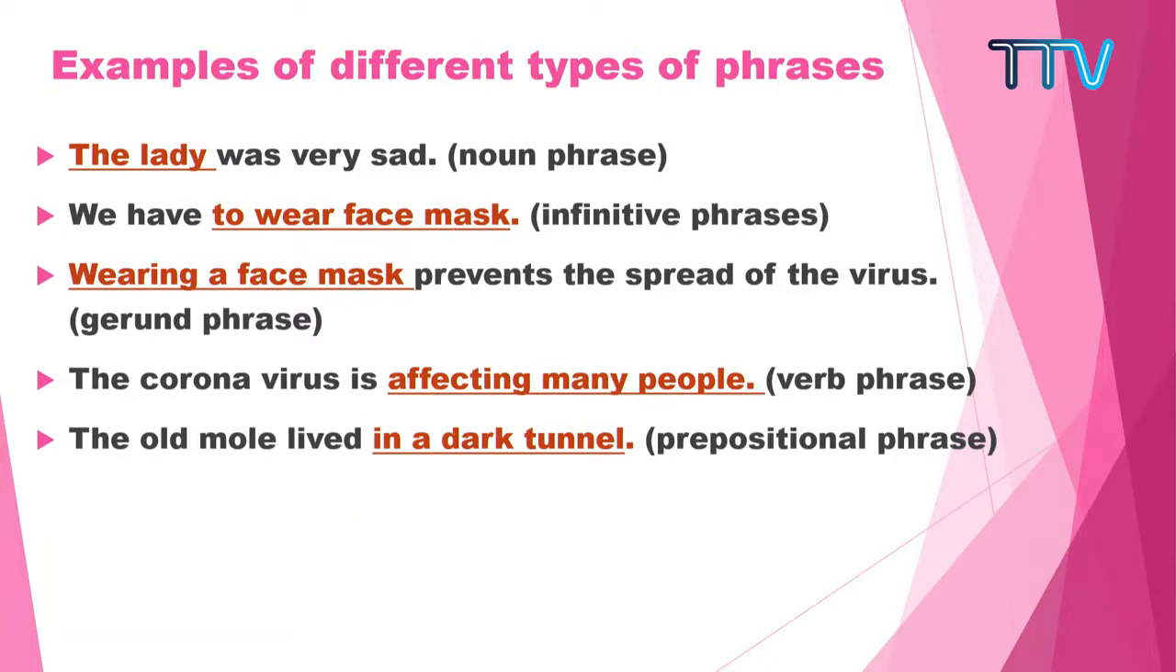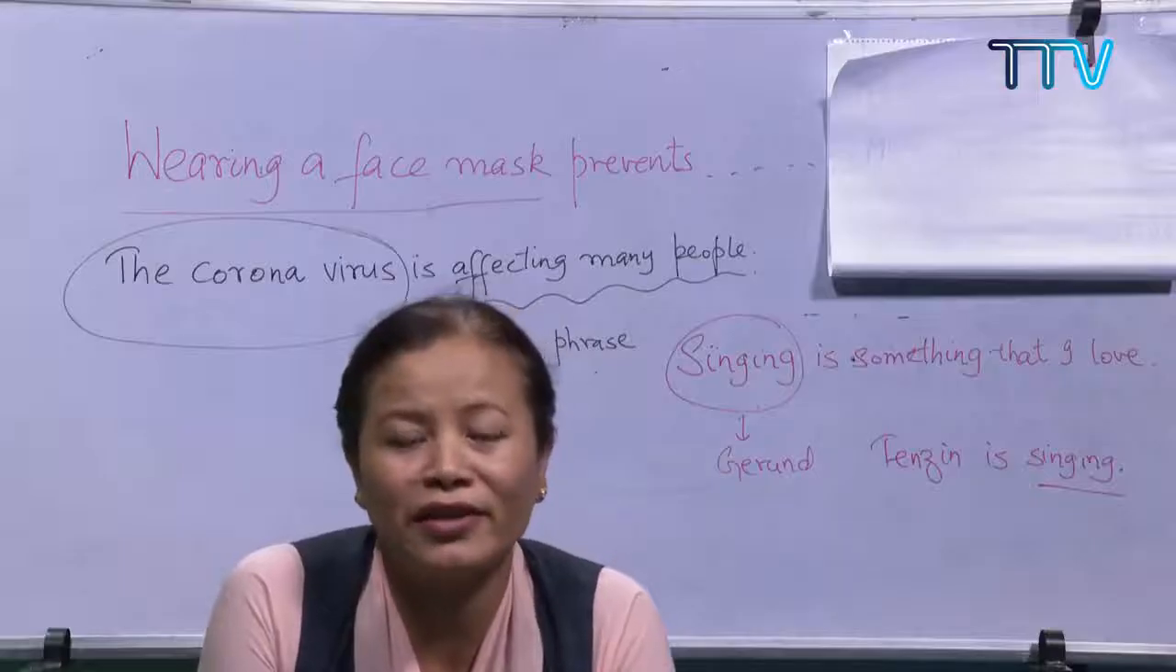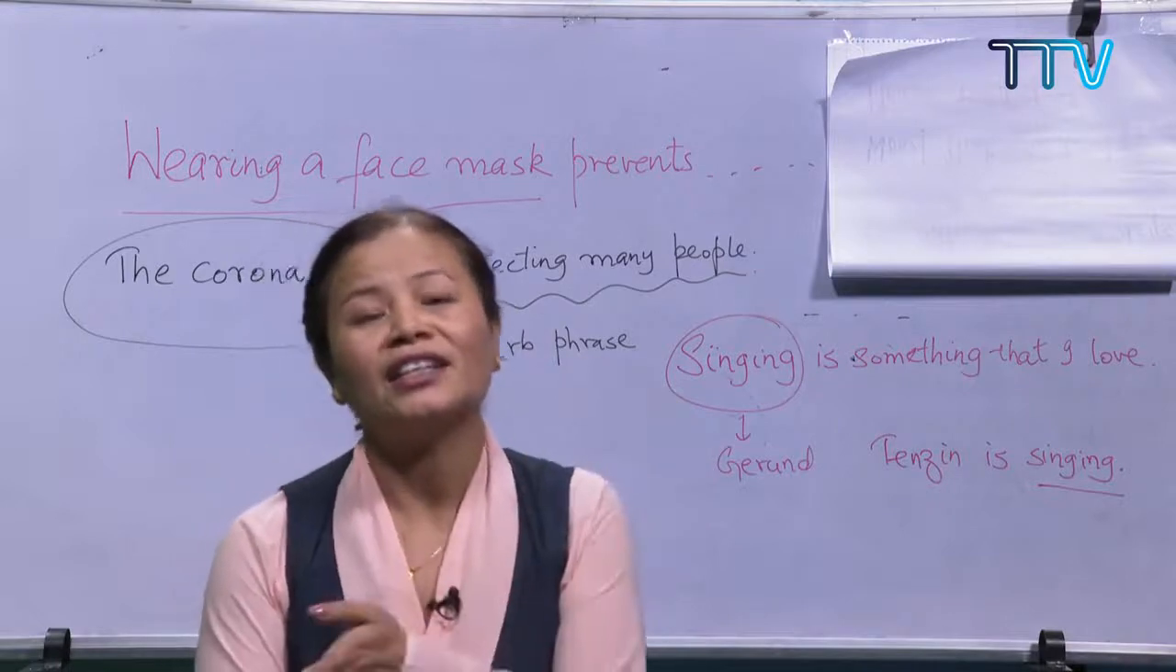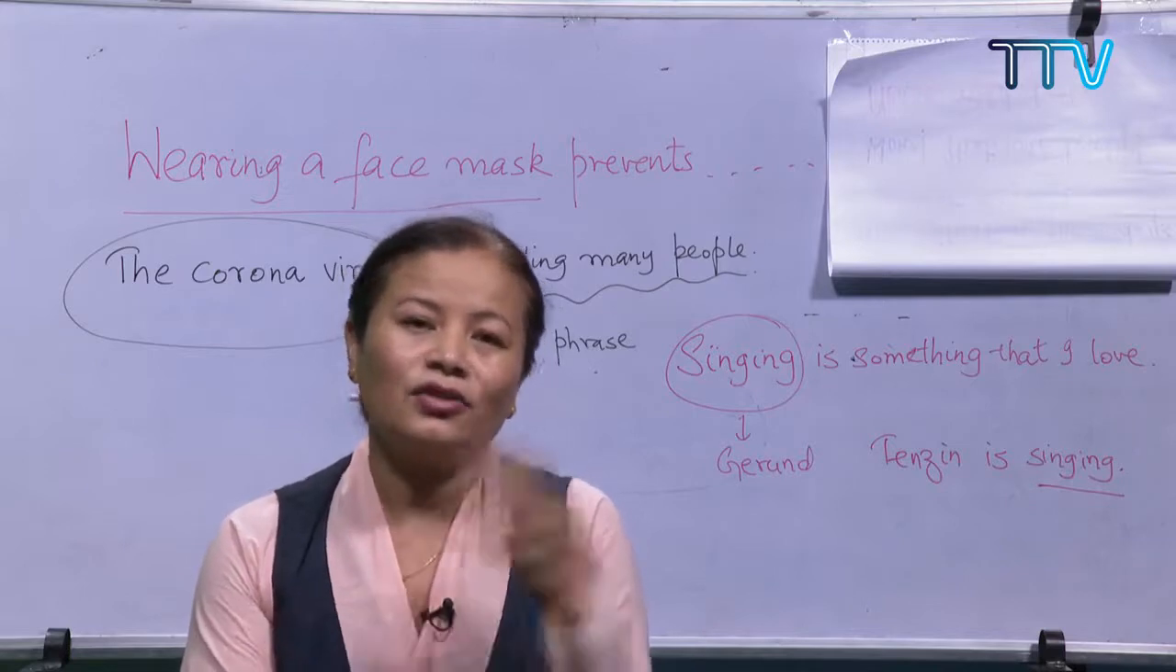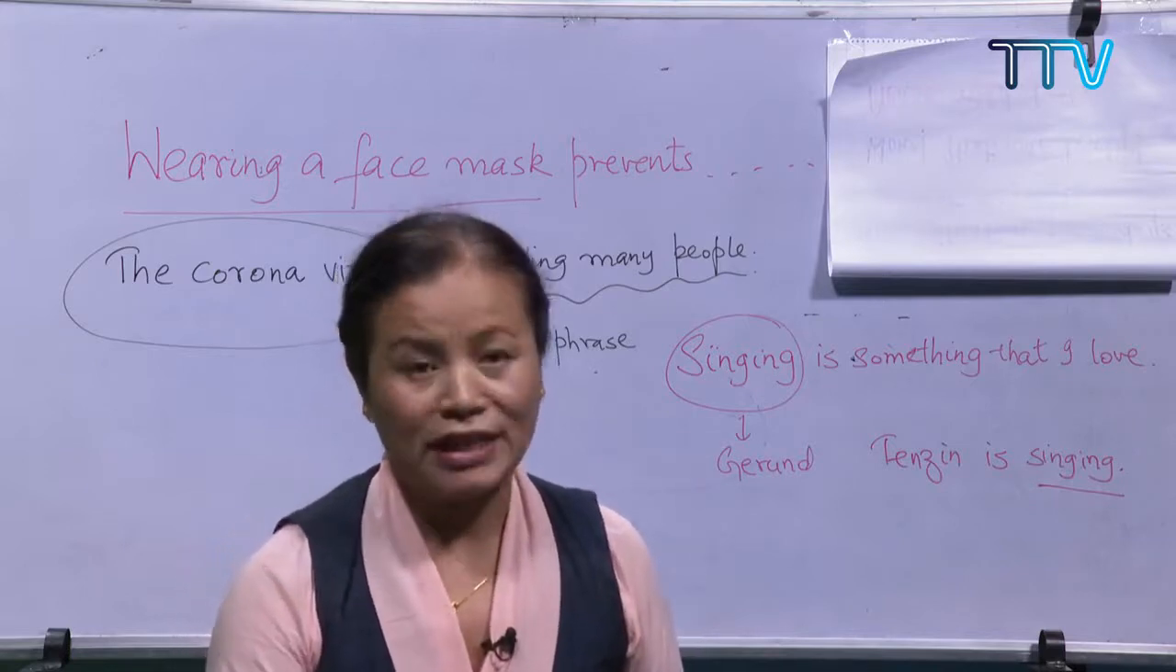So you can look at all the sentences we discussed, and now look at the last one. I'm just asking you the question of the old mole lived in a dark tunnel. I have highlighted in a dark tunnel and underlined also. Why do you think this is a prepositional phrase? Yes, you're right, because there's a preposition there. Where did the old mole live? In a dark tunnel. It starts from the preposition in, right? In a dark tunnel. So that is a prepositional phrase.